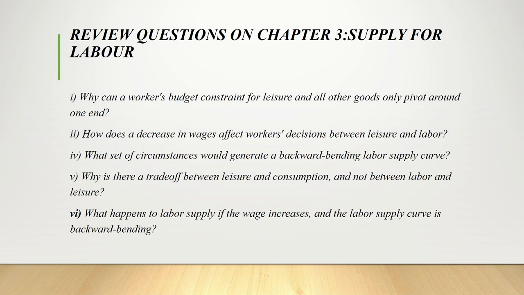I'm leaving you with a few questions on chapter 3, which was on the supply of labor. When we meet in the next class, you're supposed to have revised chapter 3 and be able to explain the following. Number one, why can a worker's budget constraint for leisure and all other goods only pivot around one end? Because we know that a time comes when an employee decides whether they are going to sacrifice leisure and work so that they increase their income, or whether they are going to sacrifice income and have more leisure.